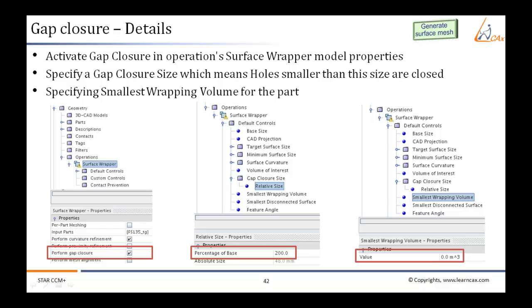Let us review the main steps in using gap closure. First, we activate gap closure in Operations, Surface Wrapper, Model Properties. Then we specify a gap closure size. Holes smaller than this size are closed. Then we specify smallest wrapping volume for the part.